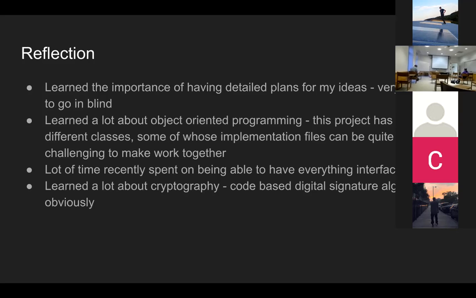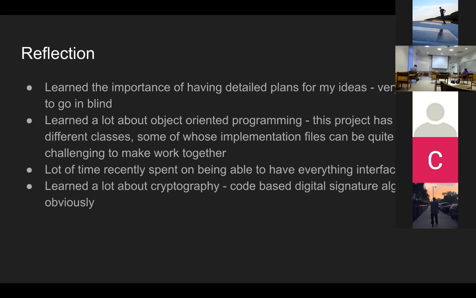And also just try to keep it as simple as possible, just to not make myself or anybody else using it more confused than they need to be. And I obviously learned a lot about cryptography and code-based digital signature algorithms, of course. I spent a lot of time reading different papers, doing different literature searches, and that was a big time investment in this project.